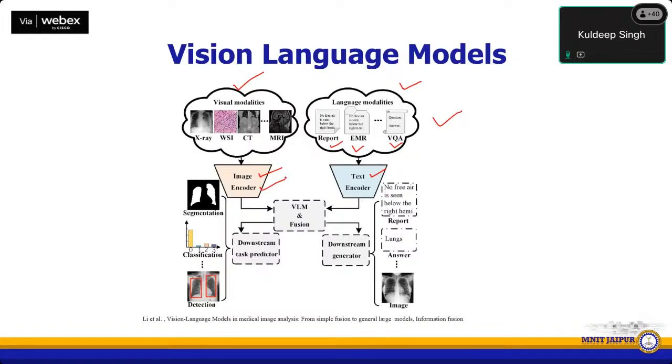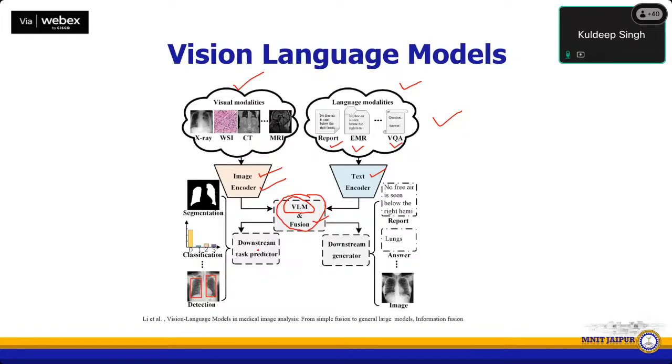And the structure of the encoder we have already discussed when we were discussing the transformer. And then these two outputs of the image encoder and text encoder are provided to the vision language model, which is capable of handling both vision as well as language data, and they are being fused. And further, there are different downstream tasks that can be performed using the data which is being generated from here.